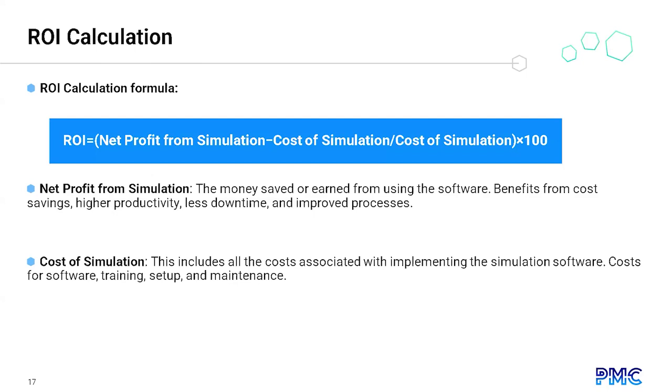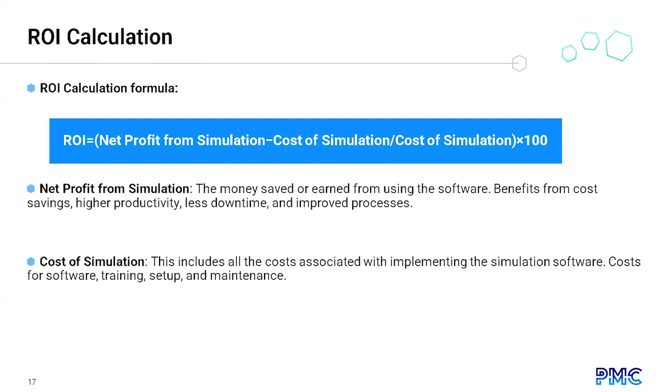The return on investment calculation is the net profit coming from the simulation. For example, benefits gained from the use of simulation, like increased productivity, improved process, reduced downtime, and money saved, minus the cost of the simulation, which would be, for example, acquisition of the software, acquisition of the license, training and maintenance, divided by the cost of the simulation and multiplied by 100.